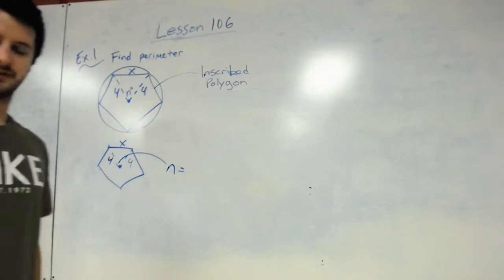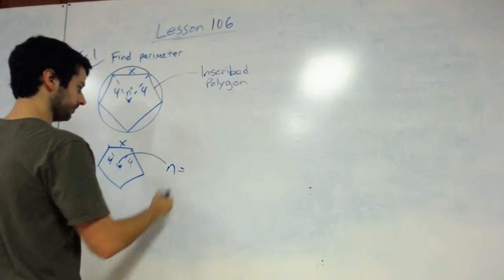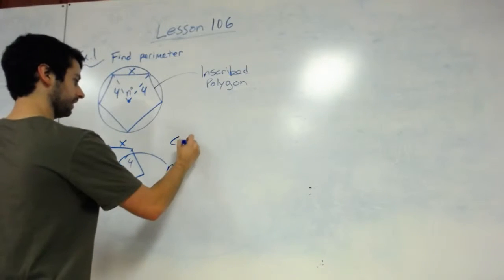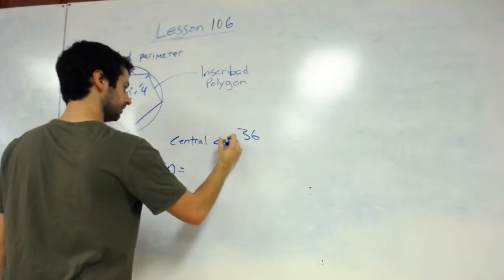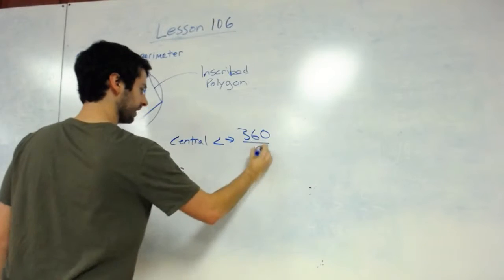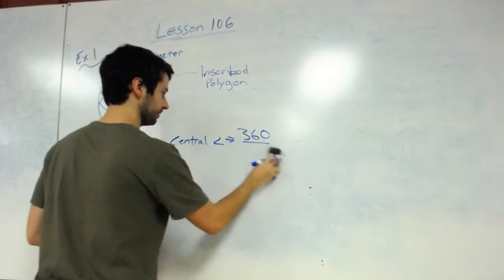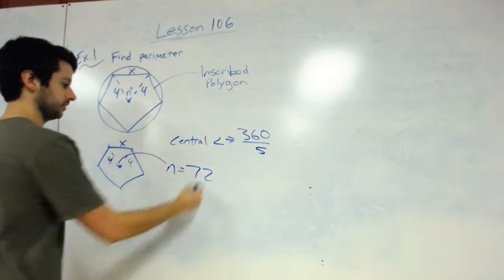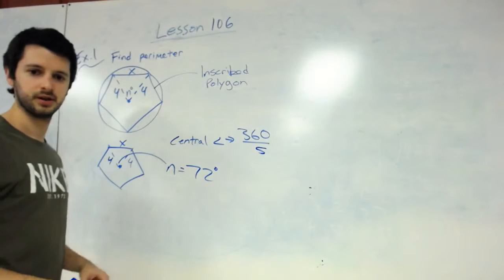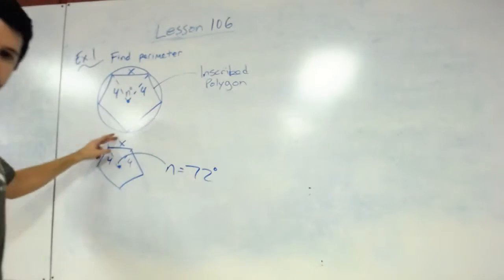Because if you remember how to find a central angle, this is known as a central angle. To find a central angle, you simply do 360 divided by the number of sides. In this case, we have 5 sides, so it would be 360 divided by 5. So n would be 72 degrees. So we know our central angle. Now, how can we figure out this length right here?